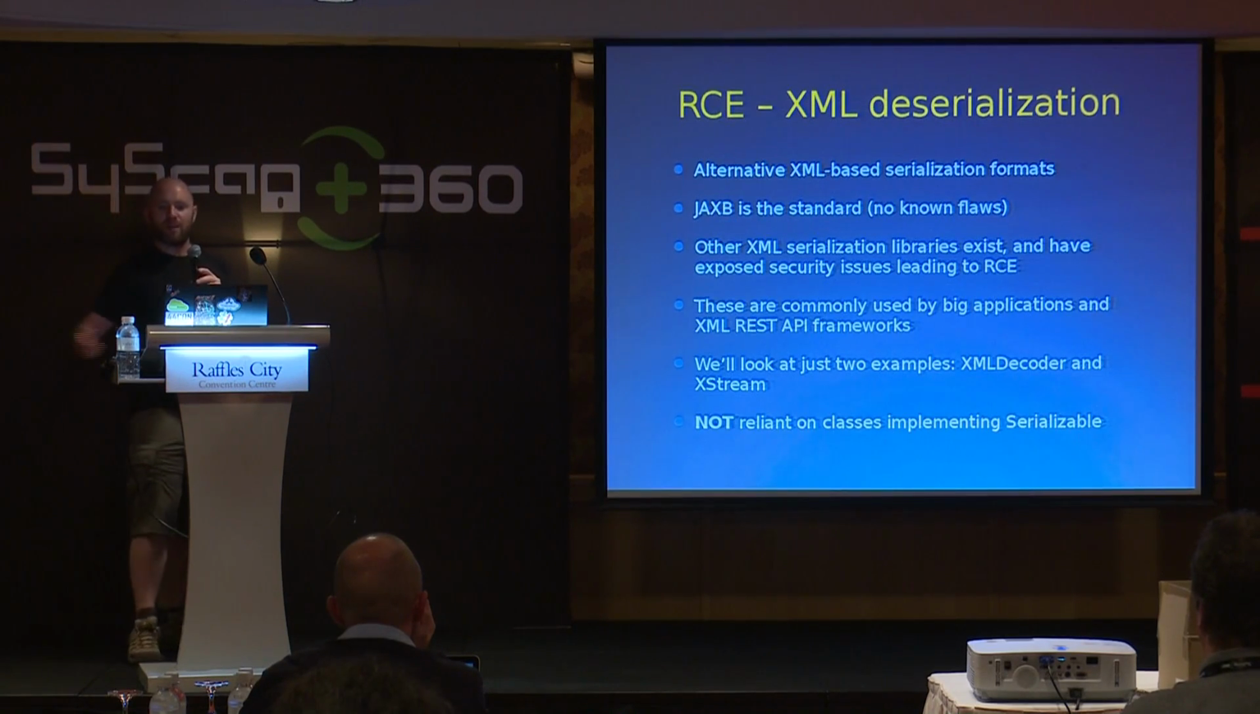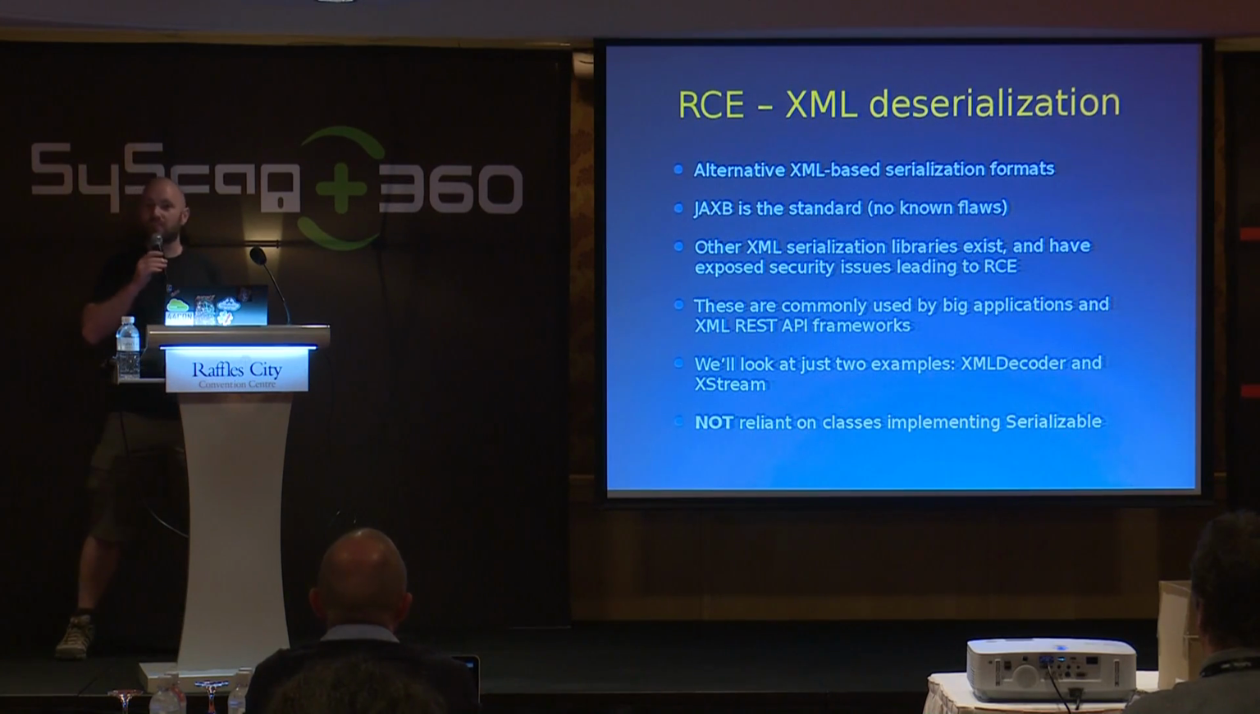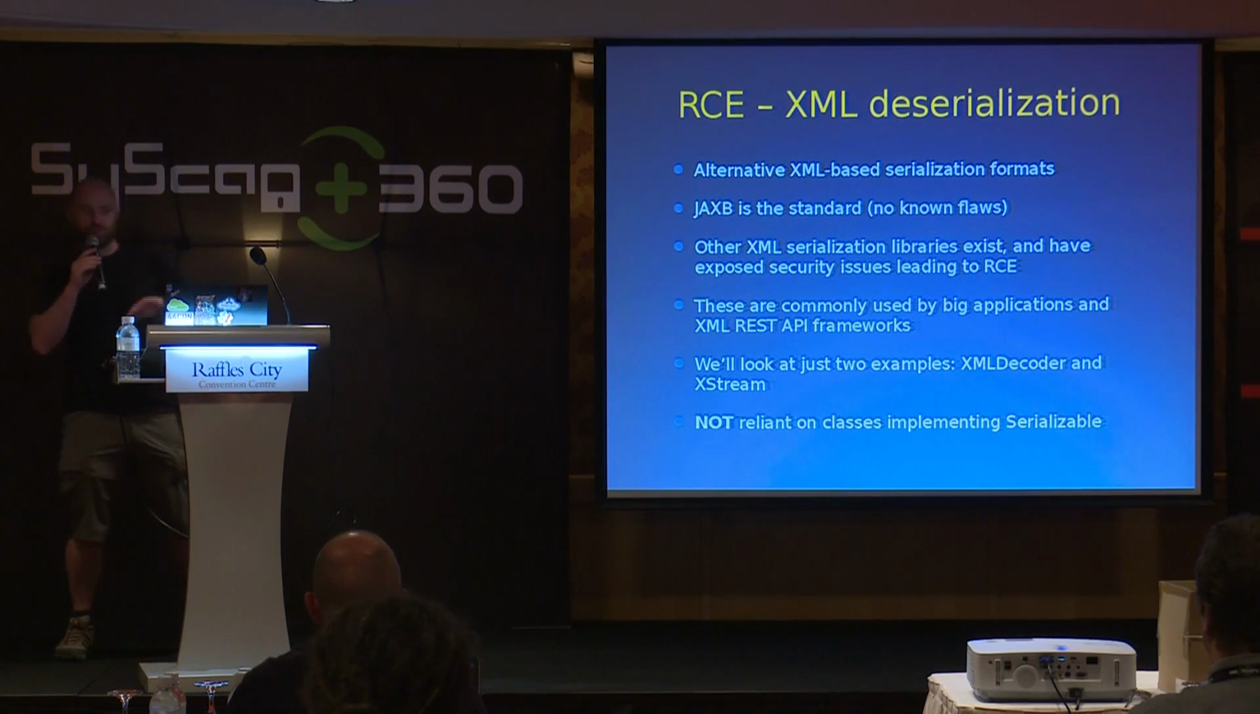But we'll start with some background on the XML deserialization libraries. There's a standard for this, a JSR for this called JAX-B, and the reference implementation and other implementations of JAX-B, as far as I'm aware, don't have any exploitable vulnerabilities. There's none that have ever been publicly reported. I've had a fairly good look and haven't found any, so we'll just park those to the side.